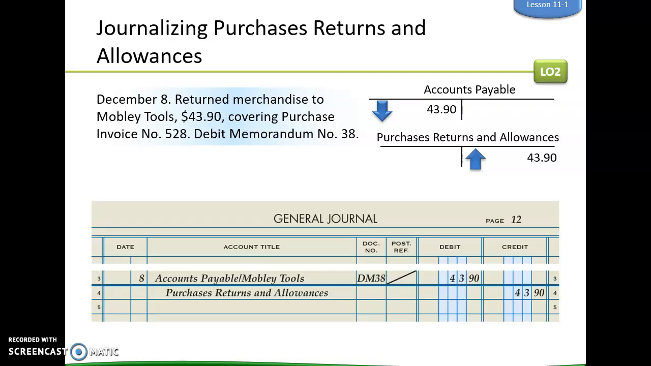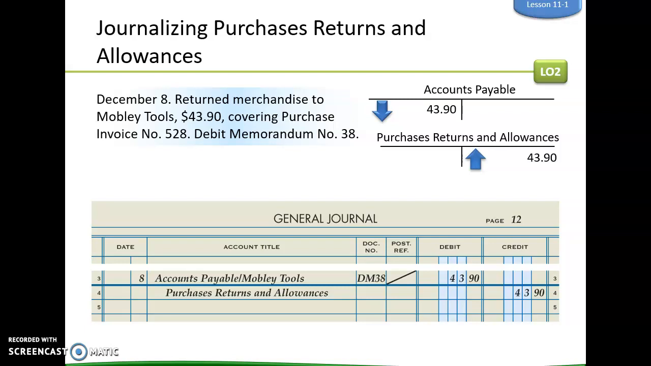So again, we're just journalizing what we did in our T account above. So our date is the 8th. Why did we not put December? Because we already had it one time, so above in our other transactions. So again, our accounts payable, Mobley Tools, we have our document number, which is our debit memorandum, 38. And we need to put the diagonal line again to show that that amount is posted to two accounts.